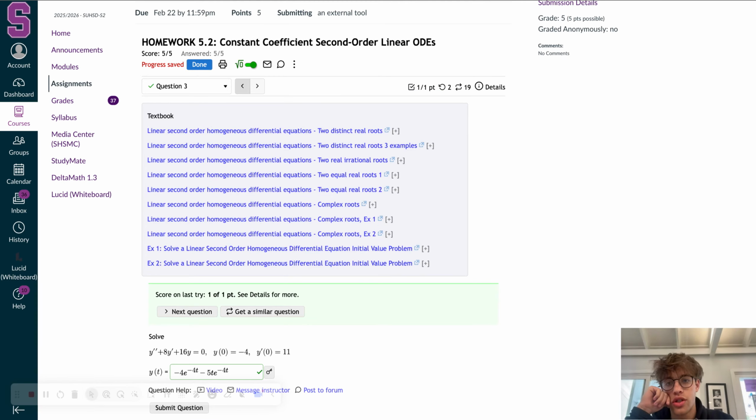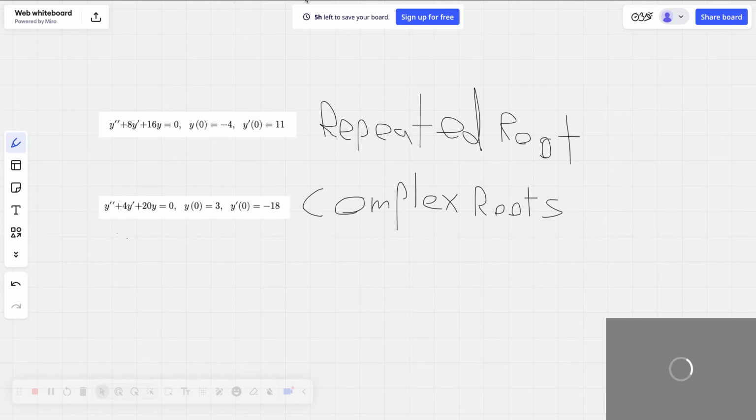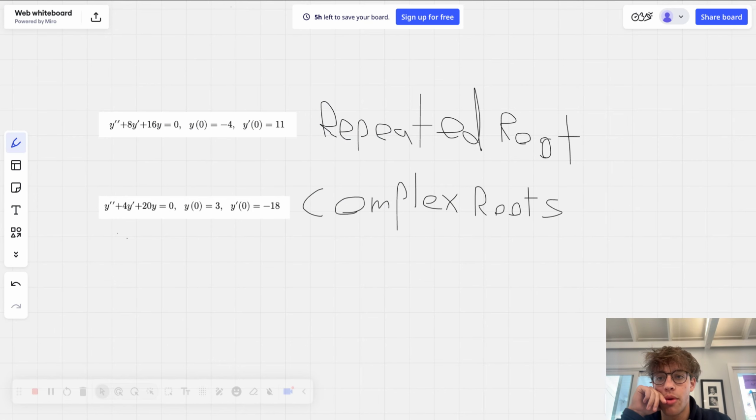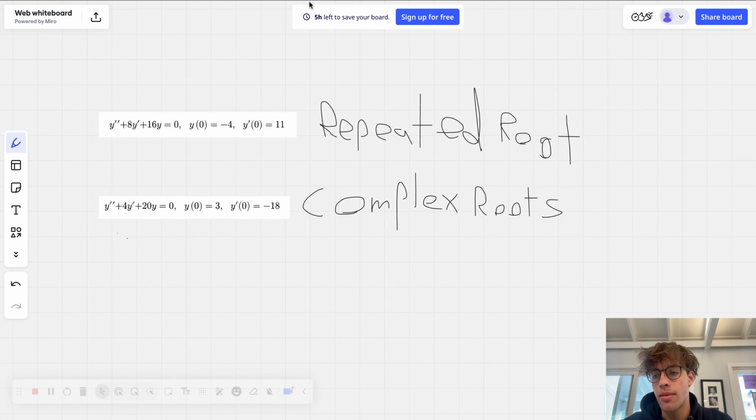For this, I'm doing two problems from the homework. I pasted them onto the whiteboard, one where the characteristic polynomial has repeated roots, and one where the characteristic polynomial has complex roots. So here are the problems.